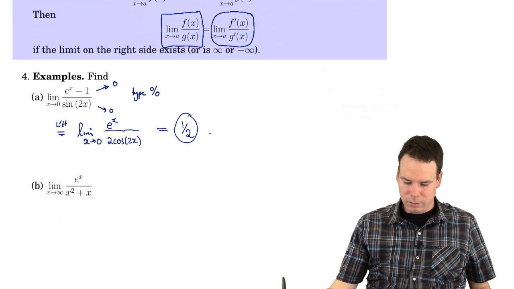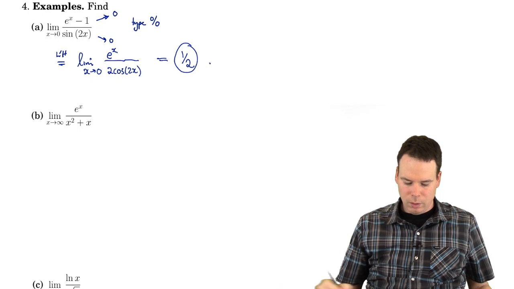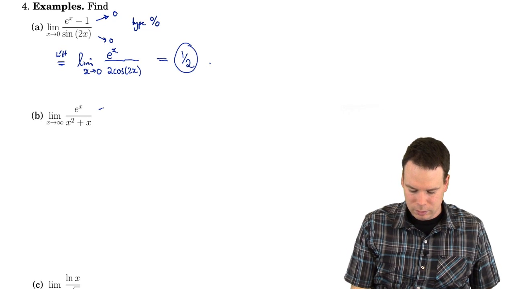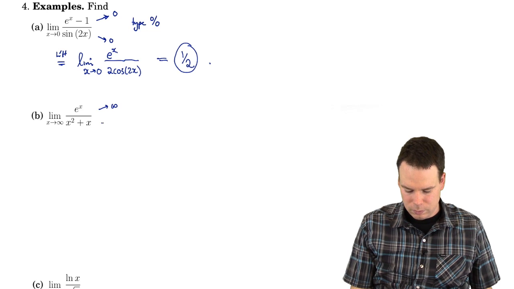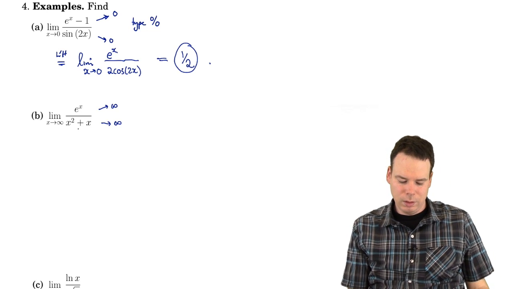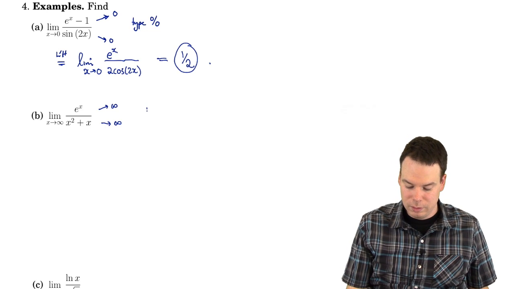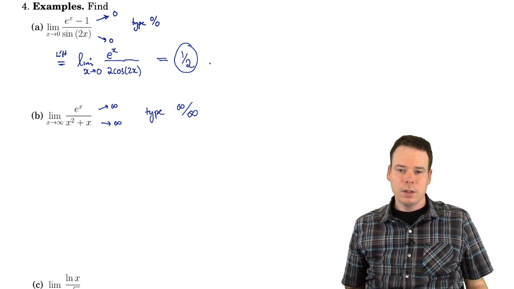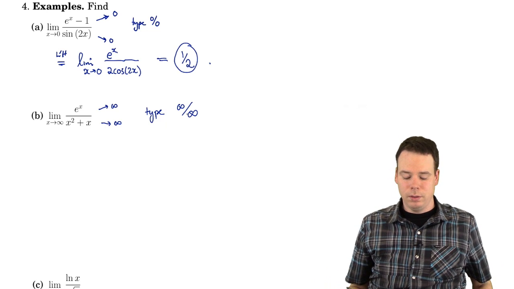Okay, so let's look at another example. We're looking at the limit as x goes to infinity of e to the x over x squared plus x. So just taking an observation here, as x goes to infinity, e to the x goes to infinity. X squared plus x also goes to infinity. So this is of type infinity over infinity. So a perfect place to apply L'Hopital's rule.